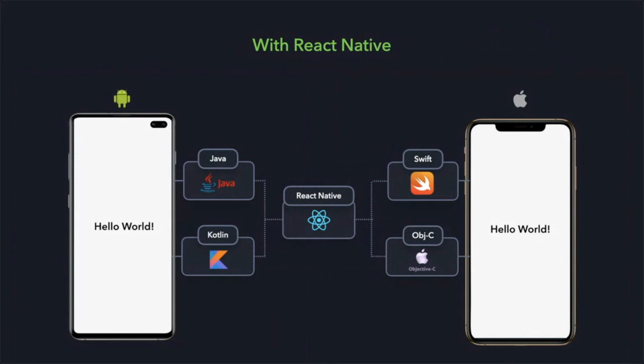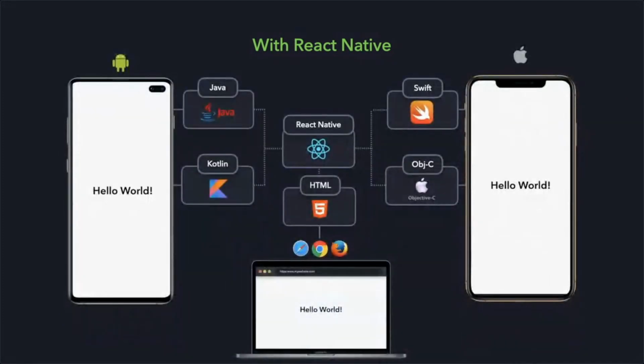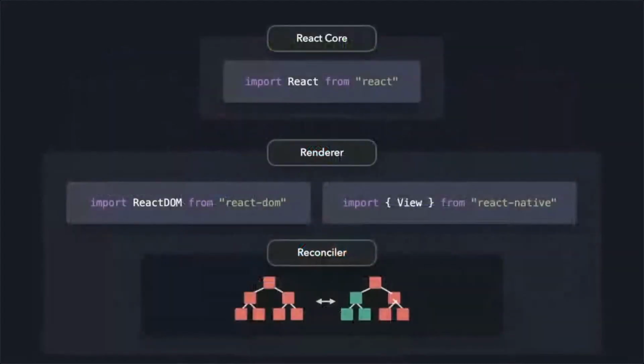Instead, we can use our existing knowledge of React, JavaScript, and other web development tools in order to create cross-platform apps. You can even reuse your React Native components to build web applications, which is something that many massive websites like Twitter do. This means that our single code base can run on iOS, Android, and web. So let's take a look at how React Native is able to do all this.